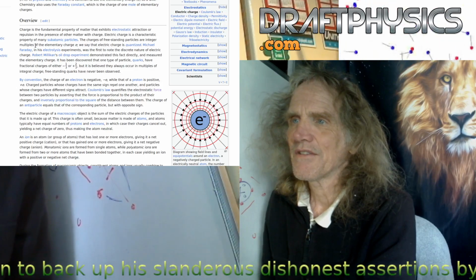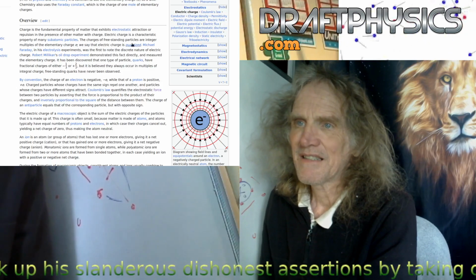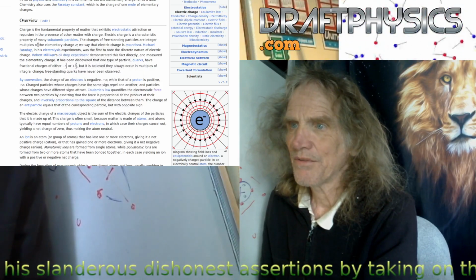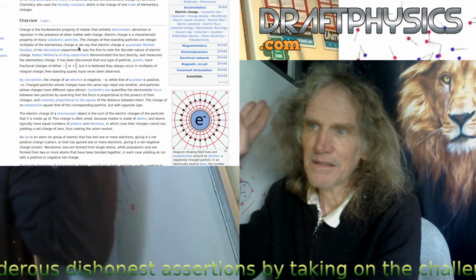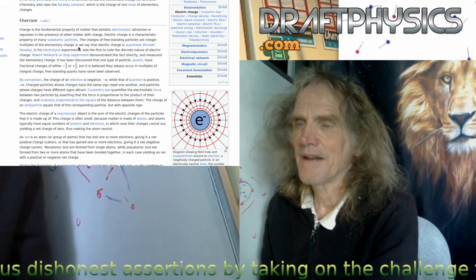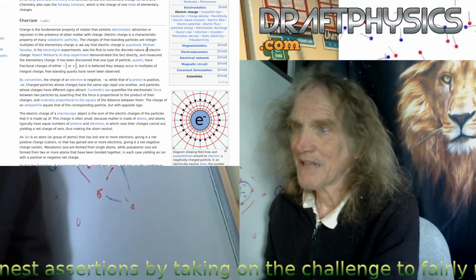Electric charge is a characteristic of probably many subatomic particles. The charges of freestanding particles are integer multiples of elementary charge. So it's exactly as I said, right? Same sentence as in the first paragraph. Why bother with that? We say that electric charge is quantized. So exactly the same crack.